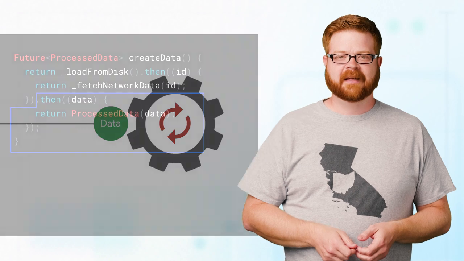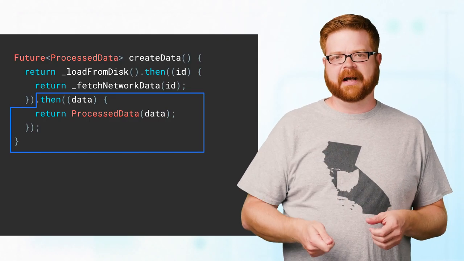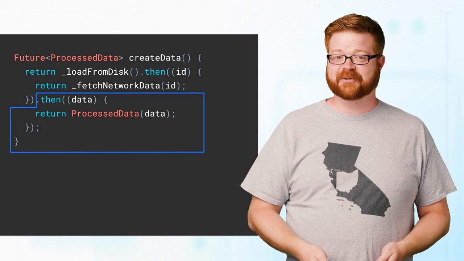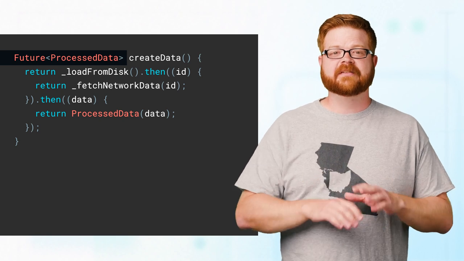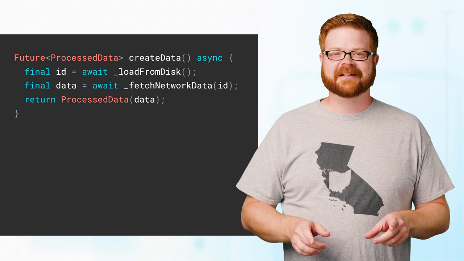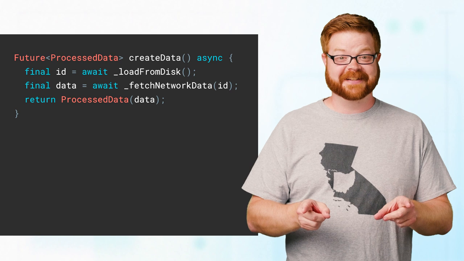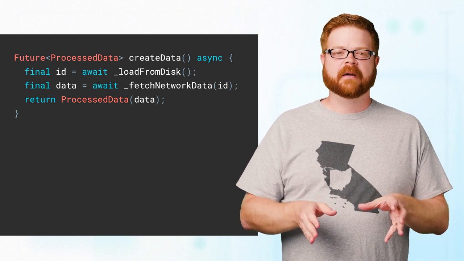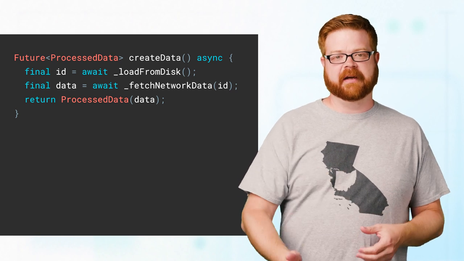Then, create data waits again. It waits for some network data to arrive at the event loop. That completes the future returned by fetch network data. So the second callback is invoked. Some process data is created, and now the future that was returned by this create data is completed with that value. Now, let's do the same thing again using the async await version of the code. Spoiler alert, it's the exact same process. Before, we could use the calls to then to imagine how the code is broken down event by event.